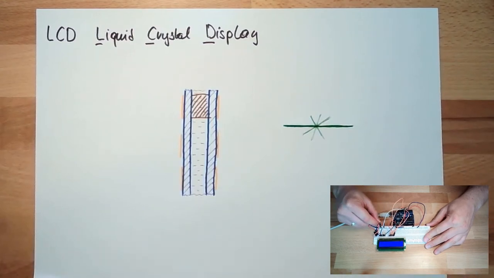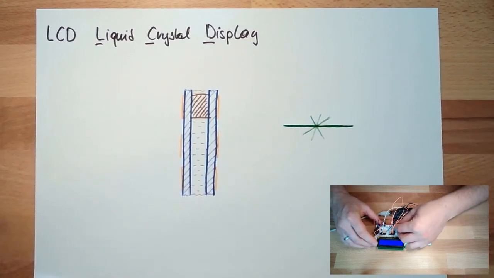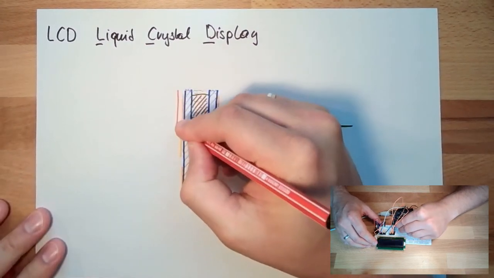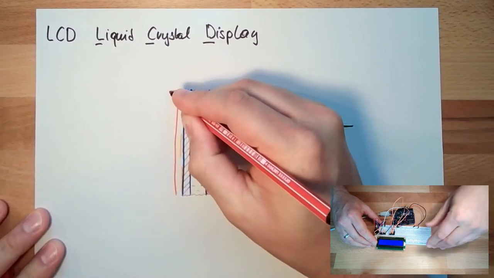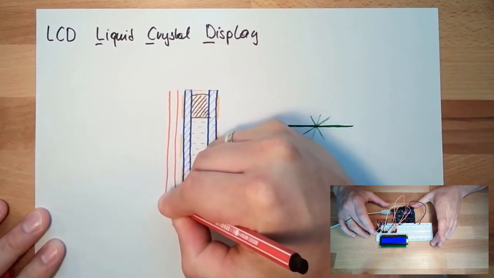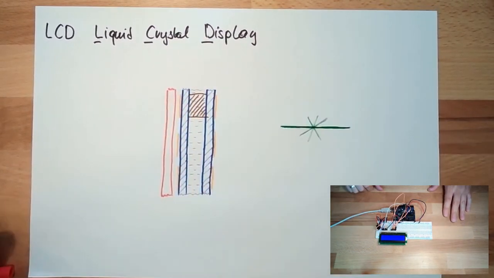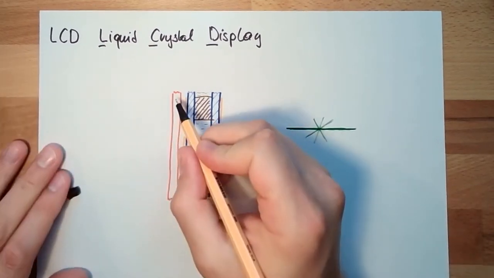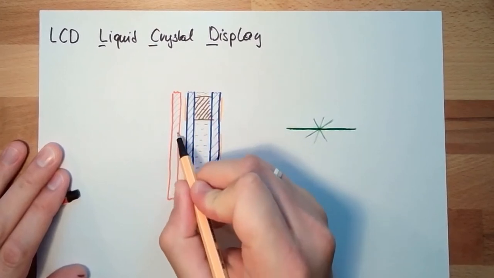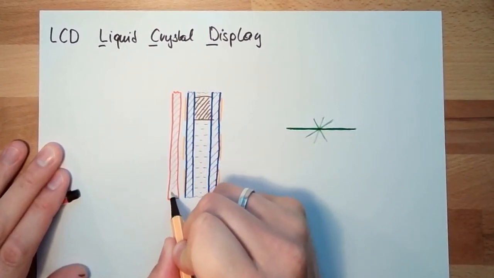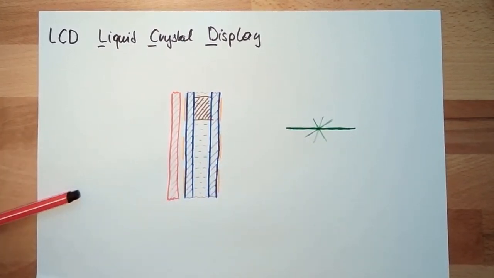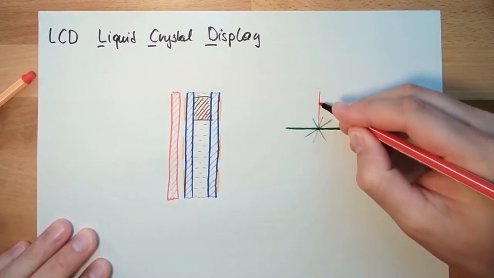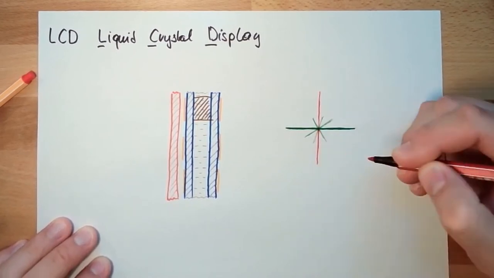So, back there, here, I have a so-called polarization filter. This polarization filter does the following. It already allows light only to pass in this direction, 90 degrees to the other one. Okay.